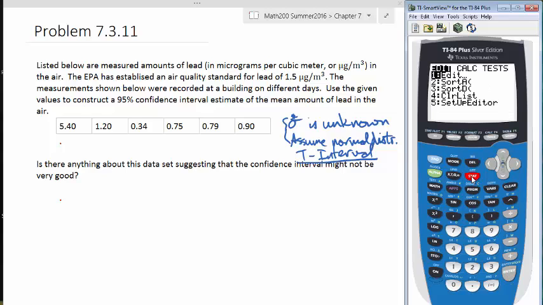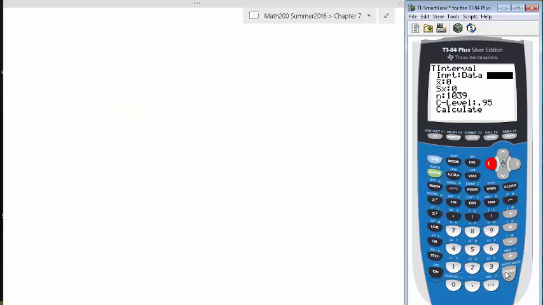From here I'm going to go to stat and tests, and then I'm going to scroll down to t interval. So we're using the t distribution here, and our t interval is down a little bit below the z interval, the t interval, number 8. So I'm on number 8, so I'm going to press enter. And then you have a choice for your input. Do you have the data or do you have statistics? We have the data. Let's take in our data.